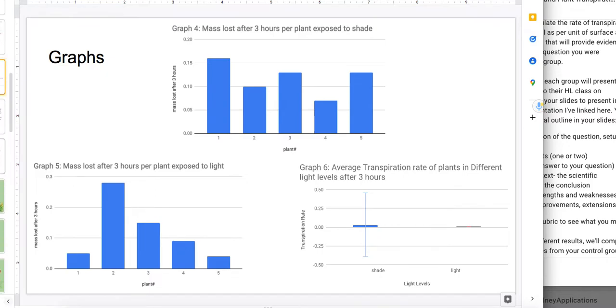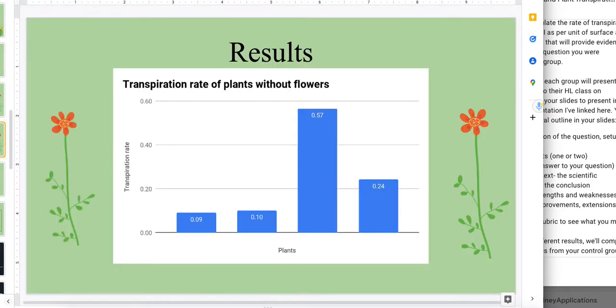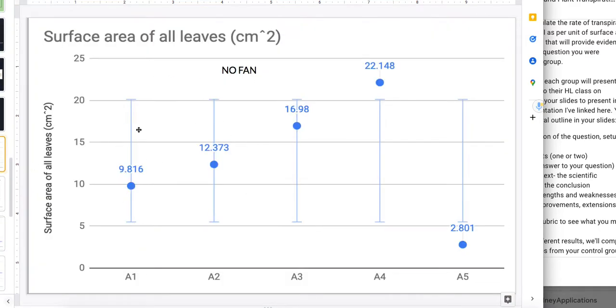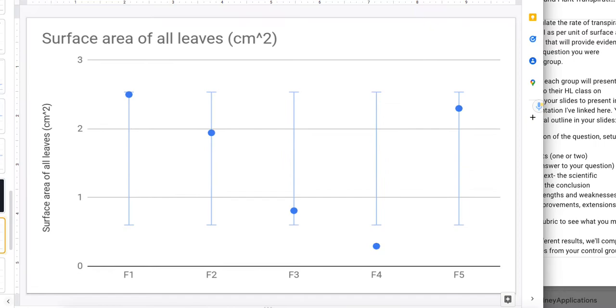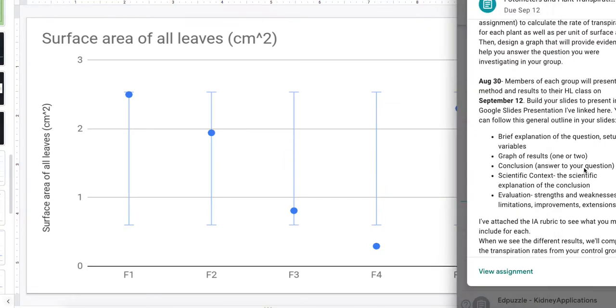But, for some of the other ones, like this one was hard. So you had the no flowers and flowers, but it's just hard to compare also because they're on two different graphs and they don't have the same y-axis. And then this one too, there were some graphs without the fan and there were some graphs with a fan, but really, really difficult to compare them to one another. So that will give you an idea of what kind of graph.